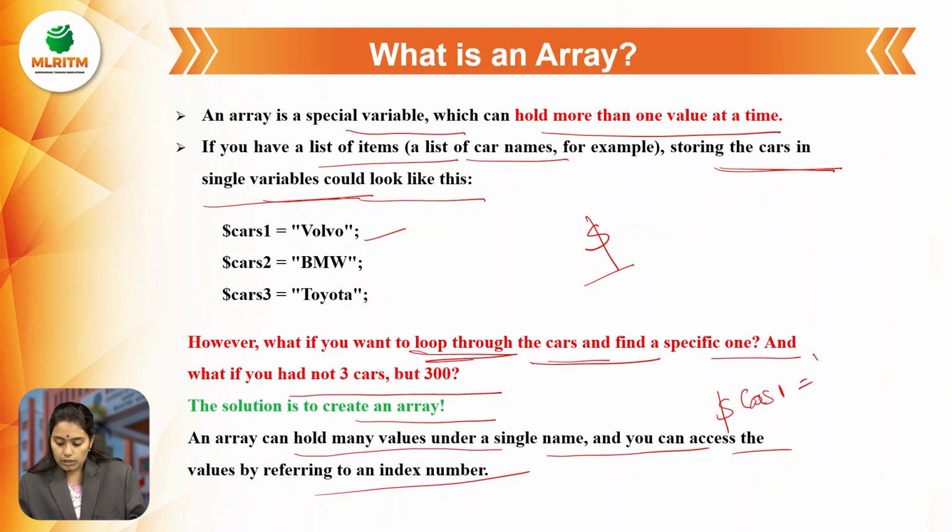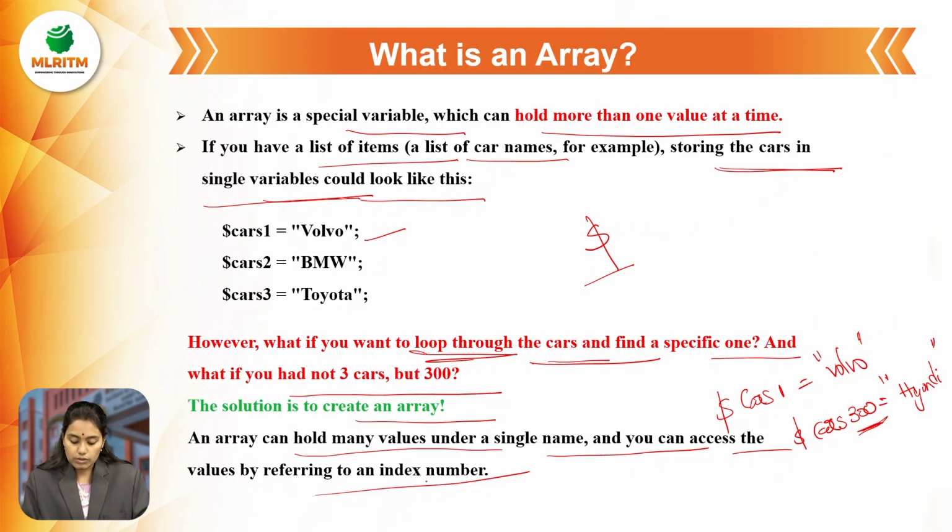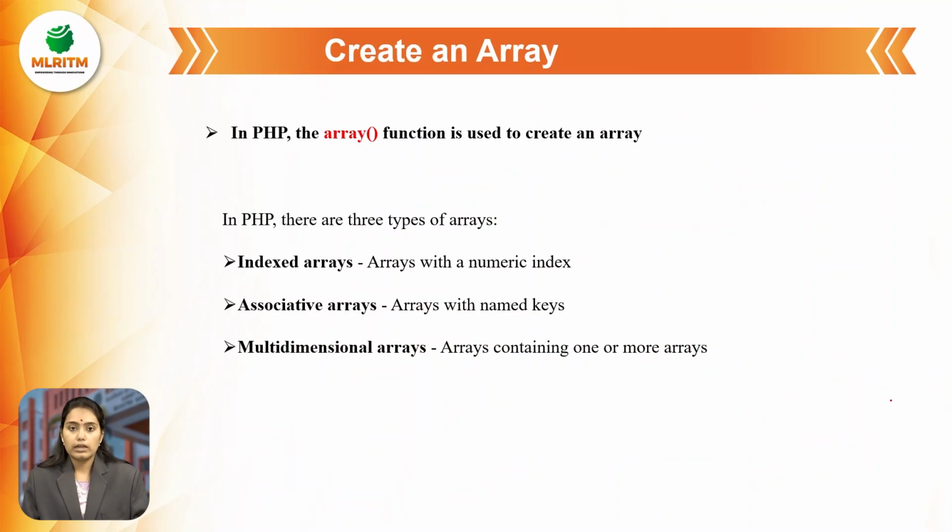So suppose you have $car1 equal to Volvo and $cars300 equal to Hyundai. Now I want to retrieve this. Here we use arrays. By using this reference value, the 300 reference number, we can get the value of car 300, that is Hyundai. Let's see with an example how to create an array.